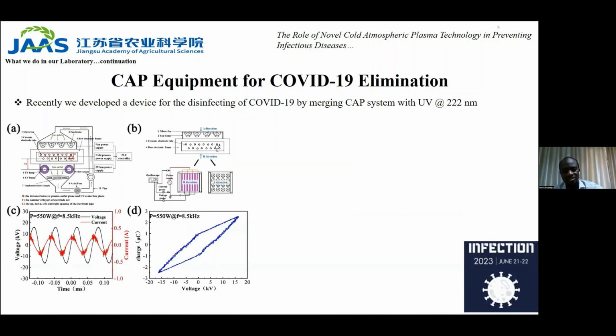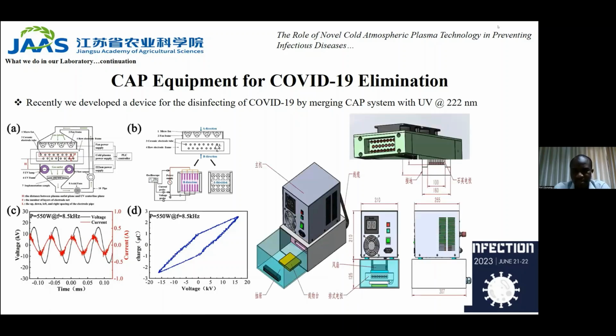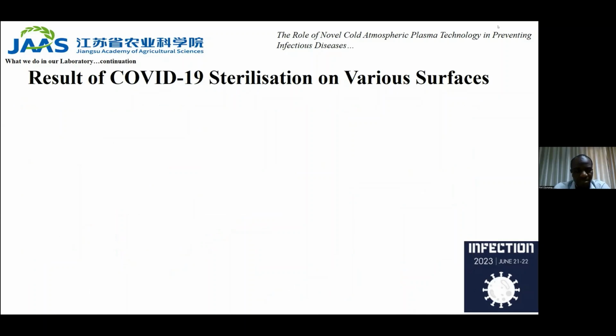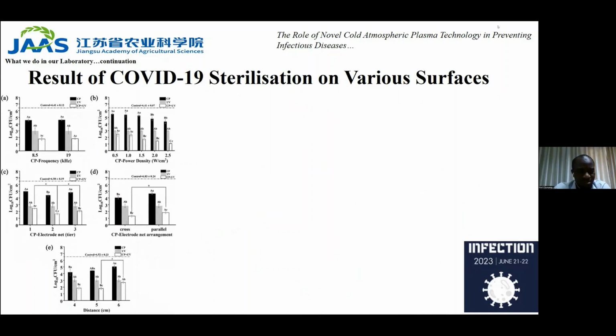Recently, due to COVID-19, we developed a disinfecting machine for COVID-19 by combining the cold atmospheric plasma with ultraviolet light at 222 nanometers. This is the device we have developed for COVID-19 elimination. This is a pictorial view of the device, and we had a very good result from it. These are the results we got from testing the device we developed on COVID-19 sterilization.